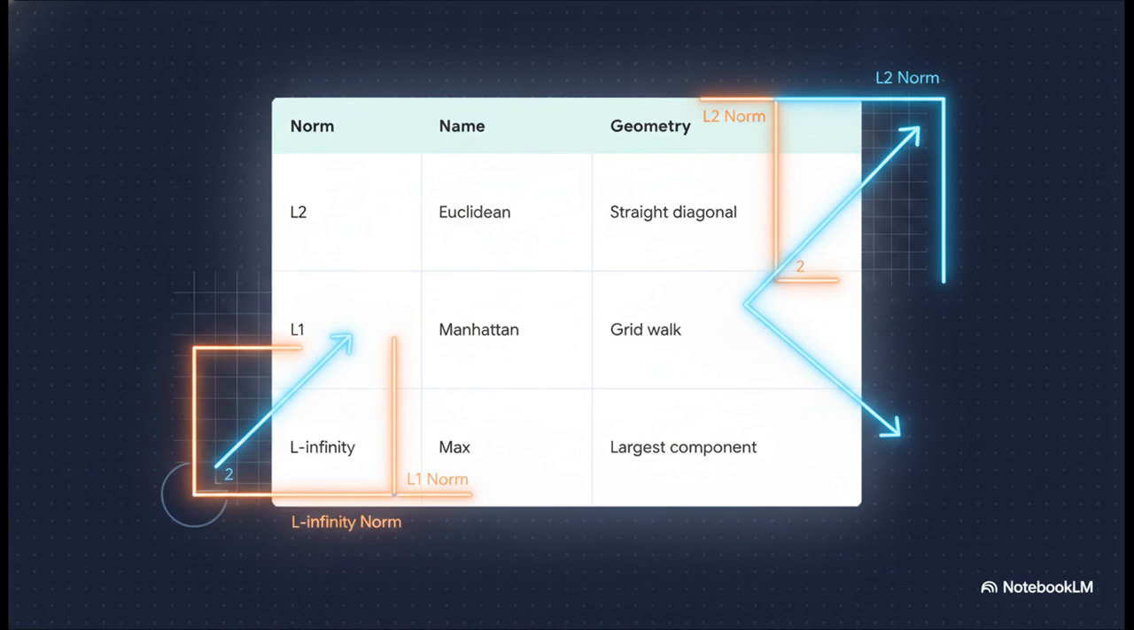And finally, consider the L infinity norm, also known as the max norm. This one ignores the grid entirely and simply hunts for the single largest component in the vector, ignoring all the rest. While L2 is definitely the star of the show for embeddings, you're going to see L1 and L infinity pop up constantly in machine learning optimization.